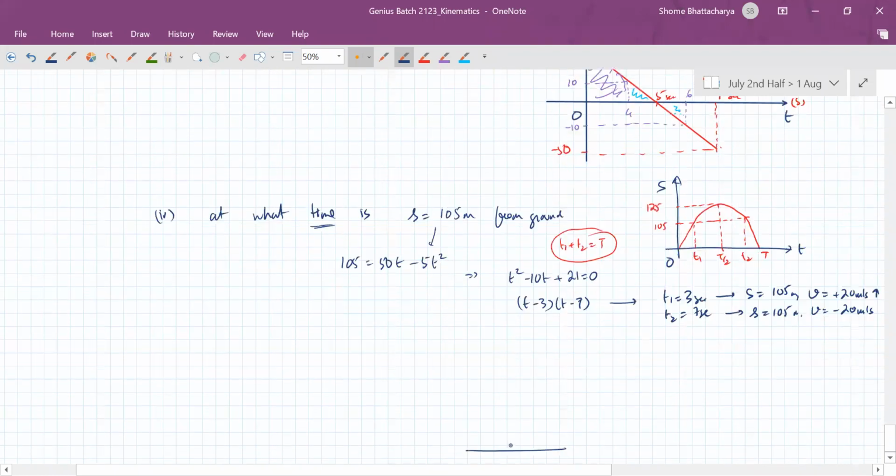Now, suppose I told you that somebody throws a ball from the ground with a speed of 50 meters per second, and another person is standing such that his hands are at a height of 105 meters. At what point of time can he catch the ball? He can catch it either at 3 seconds or 7 seconds. 3 seconds if he catches it while it's coming to him from below, and 7 seconds if it's gone past him and he catches it on the way down.